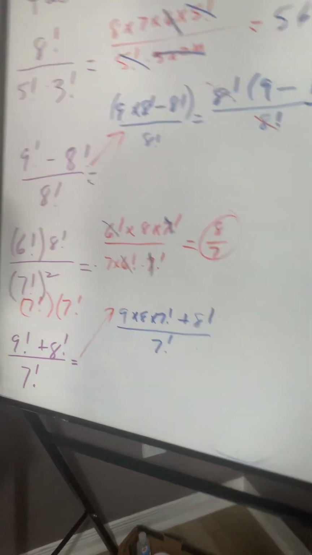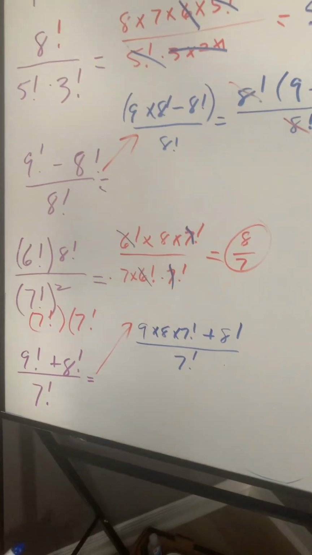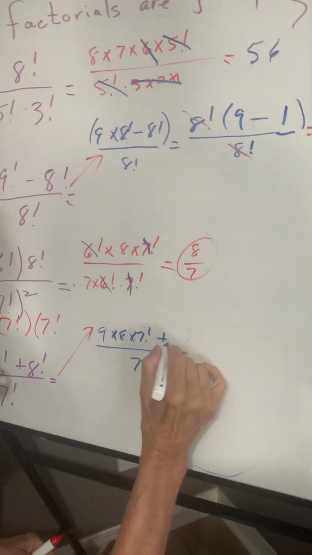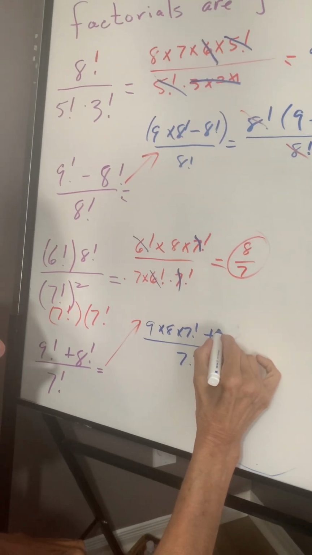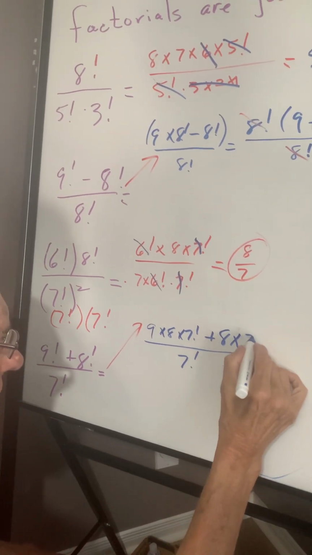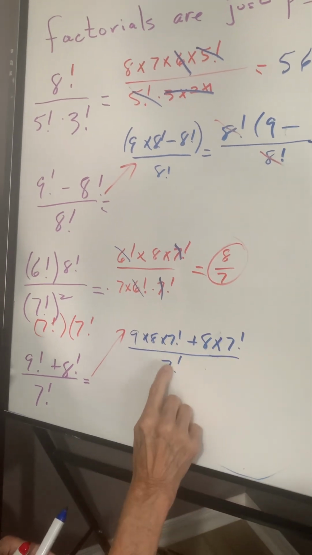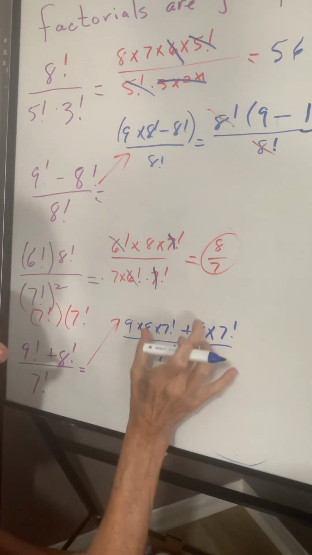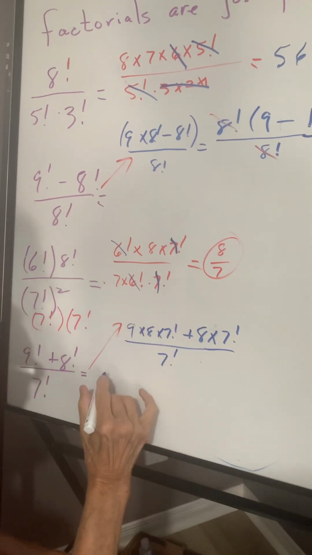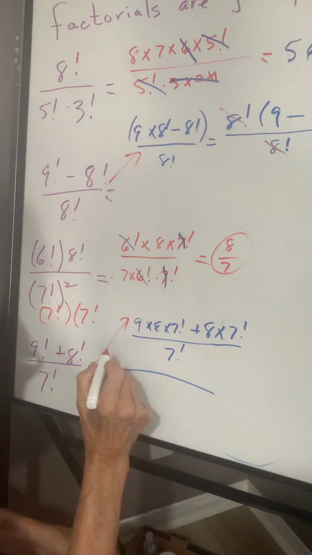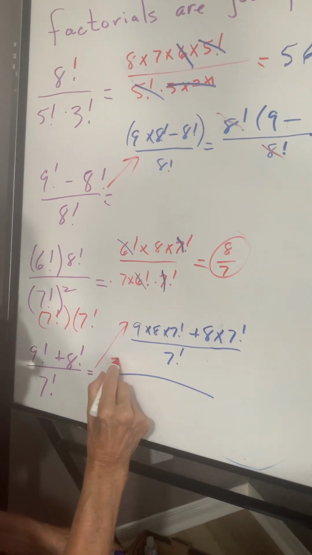So what I'm going to do is I need my brush. I think what I'm going to do is I'm going to make this 8 times 7 factorial. Okay, now I have one here, one here, and one here. So this is going to be a common factor. It's going to look like this. Change the color so you can see. I'll take out the 7 factorial.